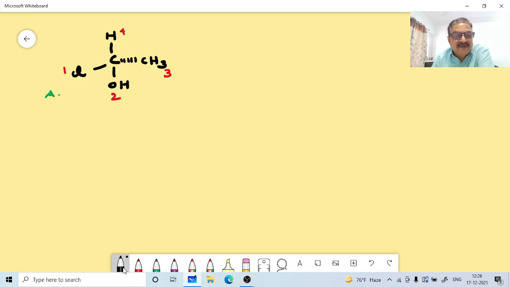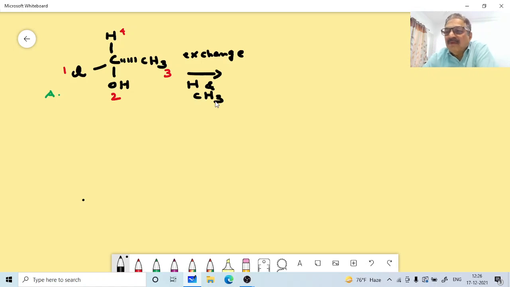once you exchange twice, you will be back to the original molecule. That is what we are telling. Let us see how it is. Exchange hydrogen and methyl group. What will be the nature of the molecule? So here this methyl will come here. Then hydrogen will go behind.